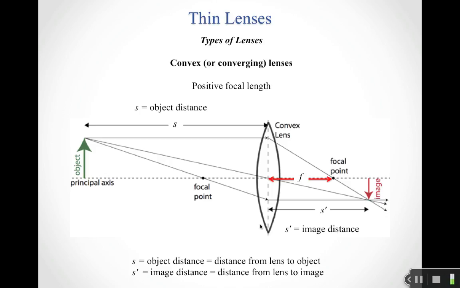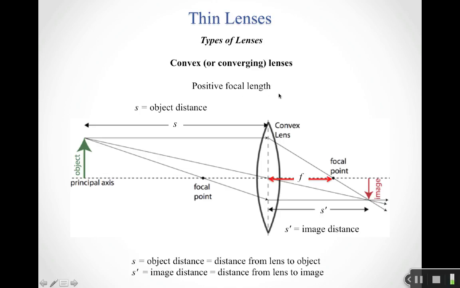Well, for starters, we can deal with either convex or converging lenses. These are just two ways of talking about the same type of lens. They're called converging because the light passes through them and converges on the opposite side of the lens. So the light gets bent so that it converges on the far side of the lens. Convex lenses have a positive focal length.